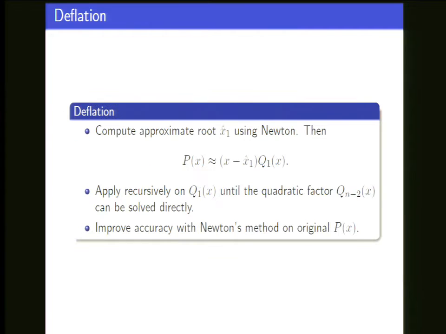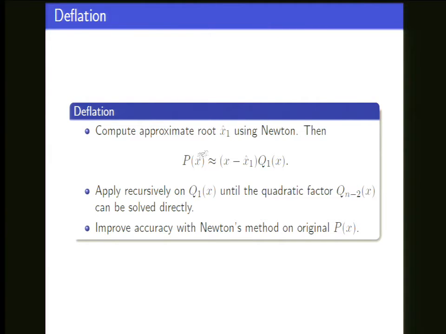Anyway, so much about Horner's method. Here's the method I said before. It's called deflation. The idea is the following. You compute an approximate root. Let's call it x1 hat. I'd like to call it x1, but that's really what we call roots. So let's just call it x1 hat to say that it's not perfect.